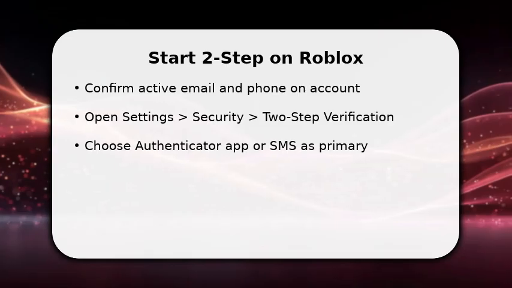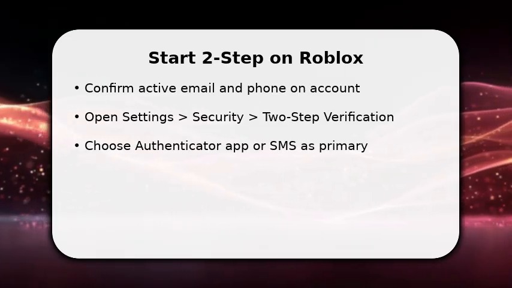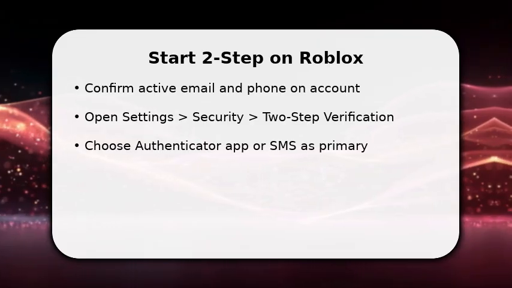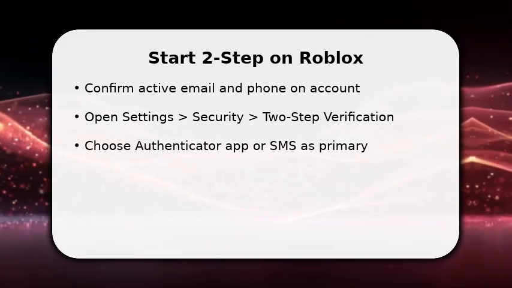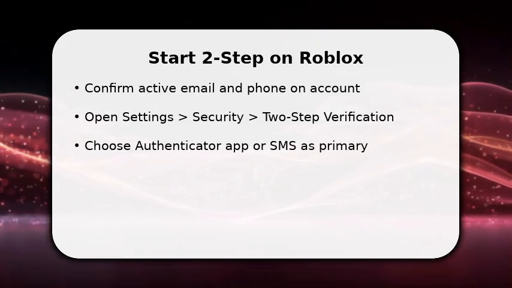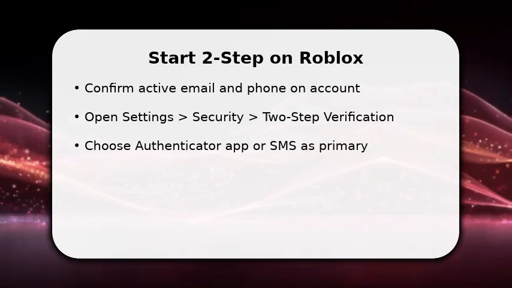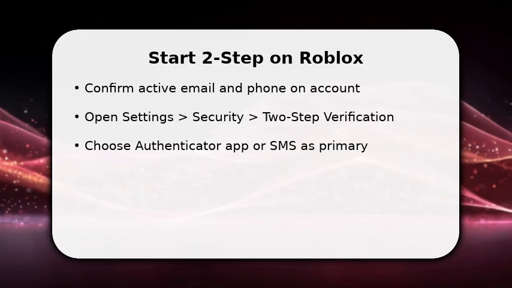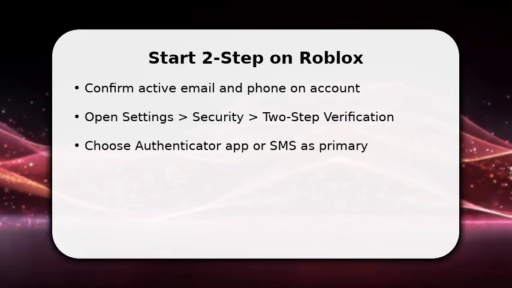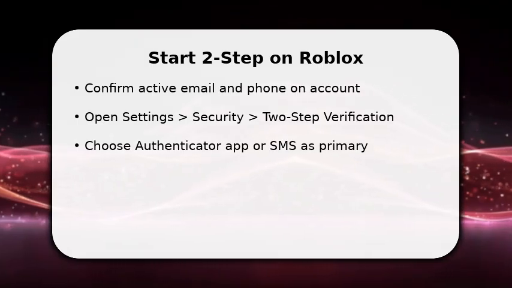You're ready. First, confirm you have an active email and phone on your Roblox account. Once done, sign in and go straight to Settings, then Security. Make sure two-step verification is visible and selected. Choose an Authenticator app for stronger security, or pick SMS if you can't install apps. You're taking the first actionable step now, selecting the method. This reduces account takeover risk immediately, so start the setup without delay.